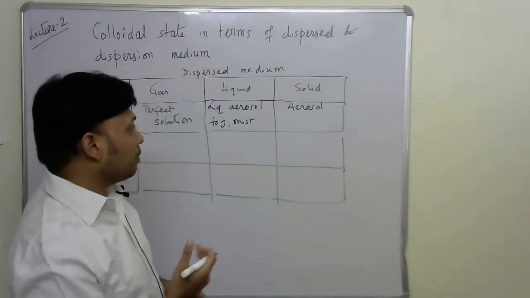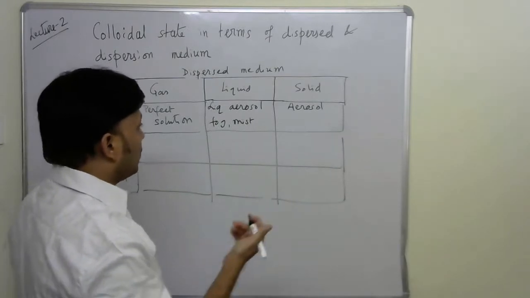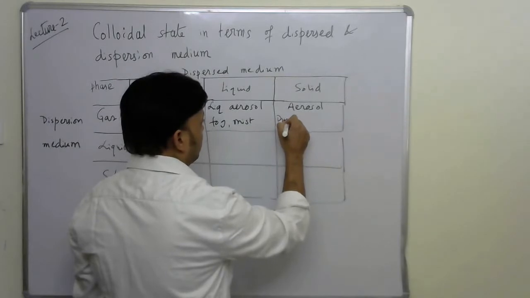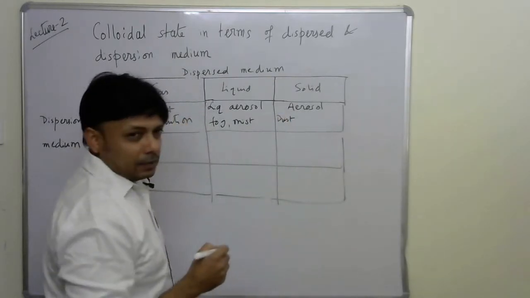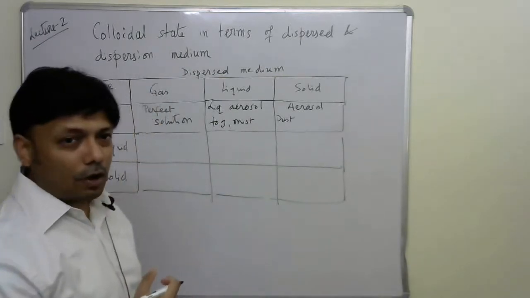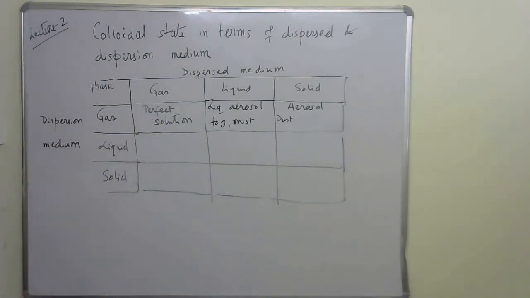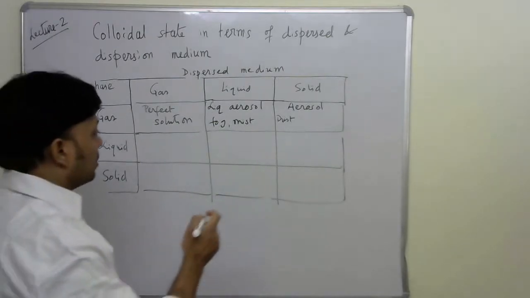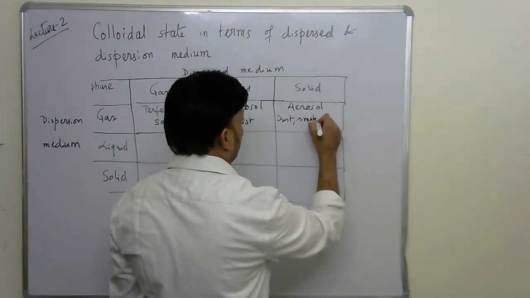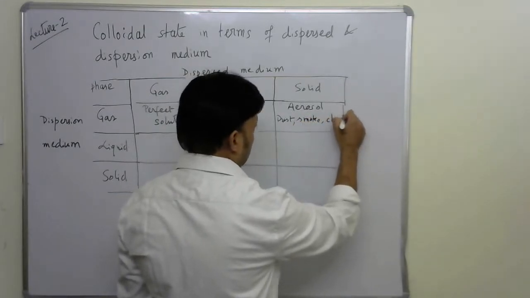Okay, and examples are dust particles. Any pollutant you see floating in the air, these are examples of aerosol. That means solid dispersed phase in gaseous dispersion medium. Some other examples could be smoke, and another example is cloud also.